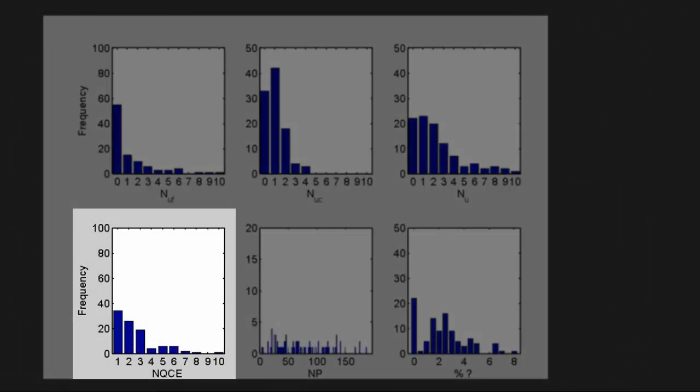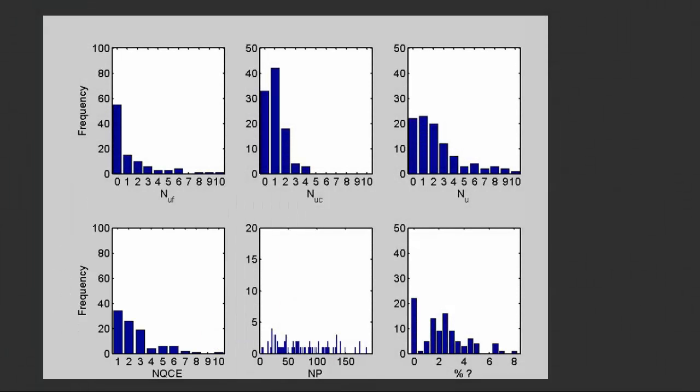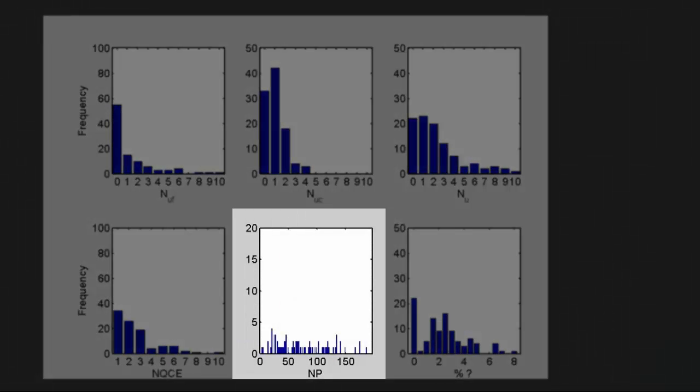NQCE is the number of QC events to detect the out-of-control condition. In about 35% of the cases, that 5% shift was detected by the first scheduled QC after the out-of-control condition occurred. However, there was at least one situation where it took 10 QC events. NP is the number of patient results that were adversely affected by the out-of-control condition.